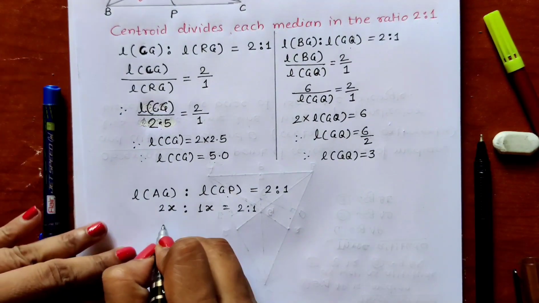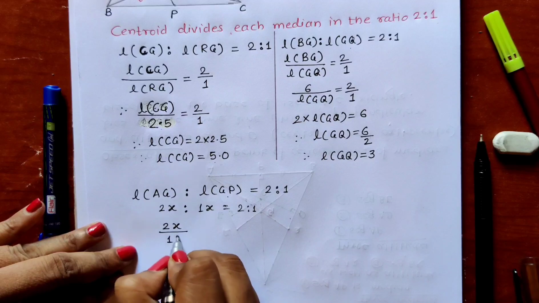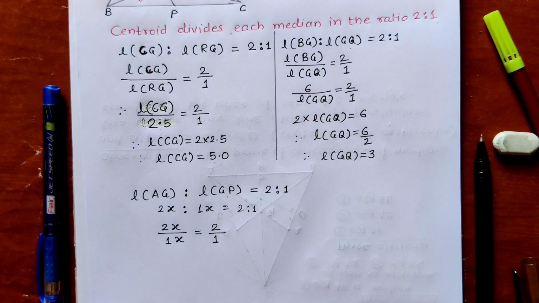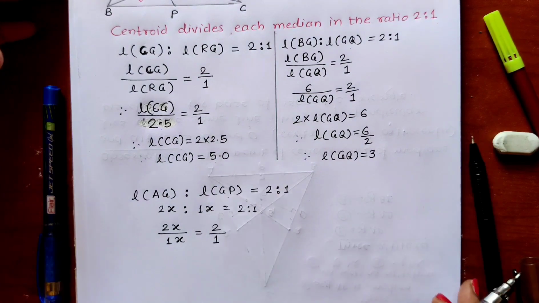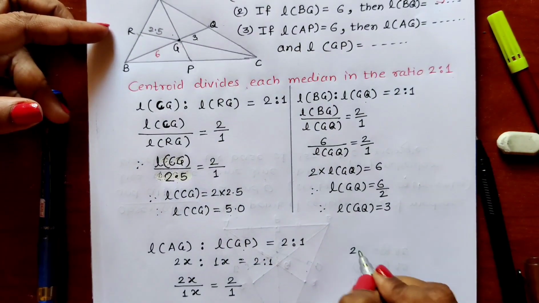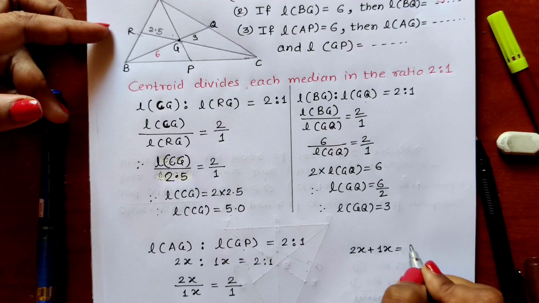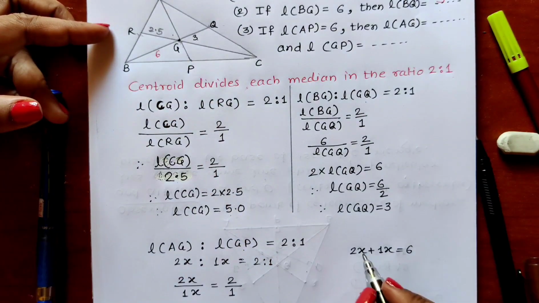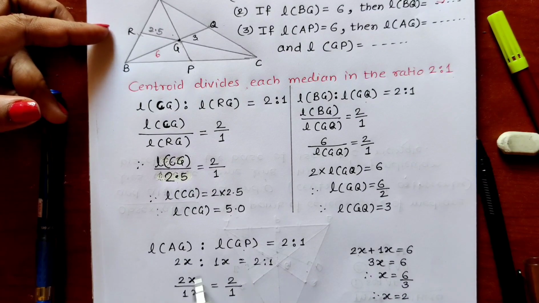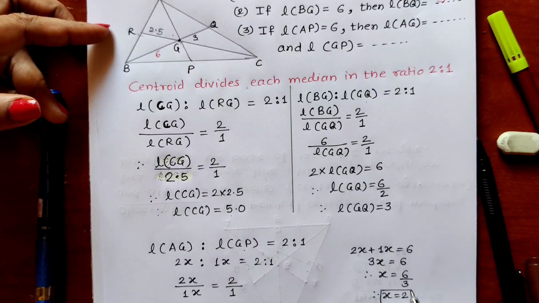Now we will solve this. 2x upon 1x is equal to 2/1. And we know 2x plus 1x is 6. So 2x plus 1x is 3x, which is equal to 6, and x is equal to 6 upon 3. Therefore x is equal to 2.